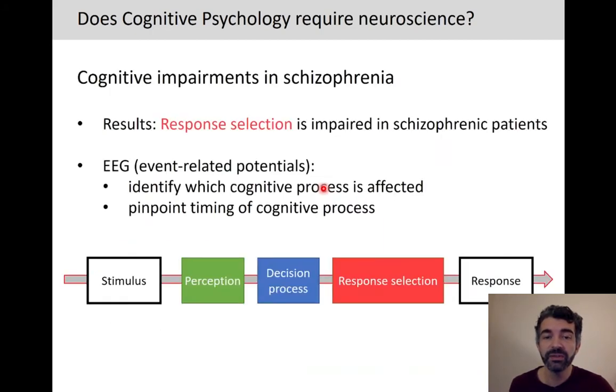So just by measuring these two EEG components, we can conclude that the response selection rather than any of the other processes here is involved. So this is a good example showing how neuroscientific methods can give you some more insight into behavioral findings so that you understand better which cognitive process is actually affected.